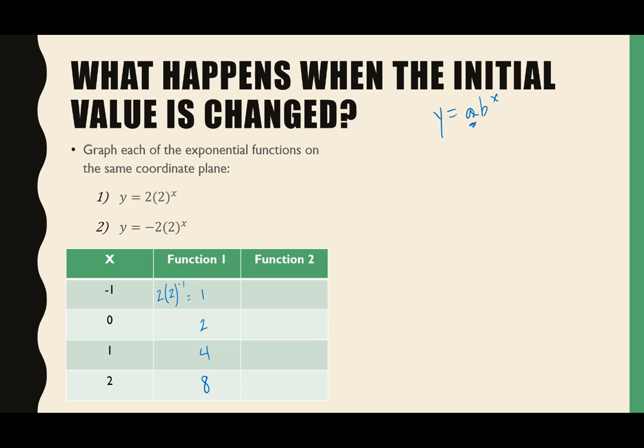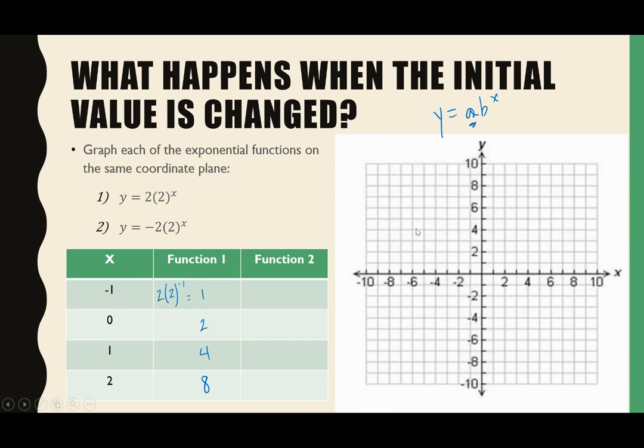So for this next function, well, let me go ahead and put that on the graph. So (-1, 1), (0, 2), (1, 4), (2, 8). And again, this is the graph I'm using to compare every single time.